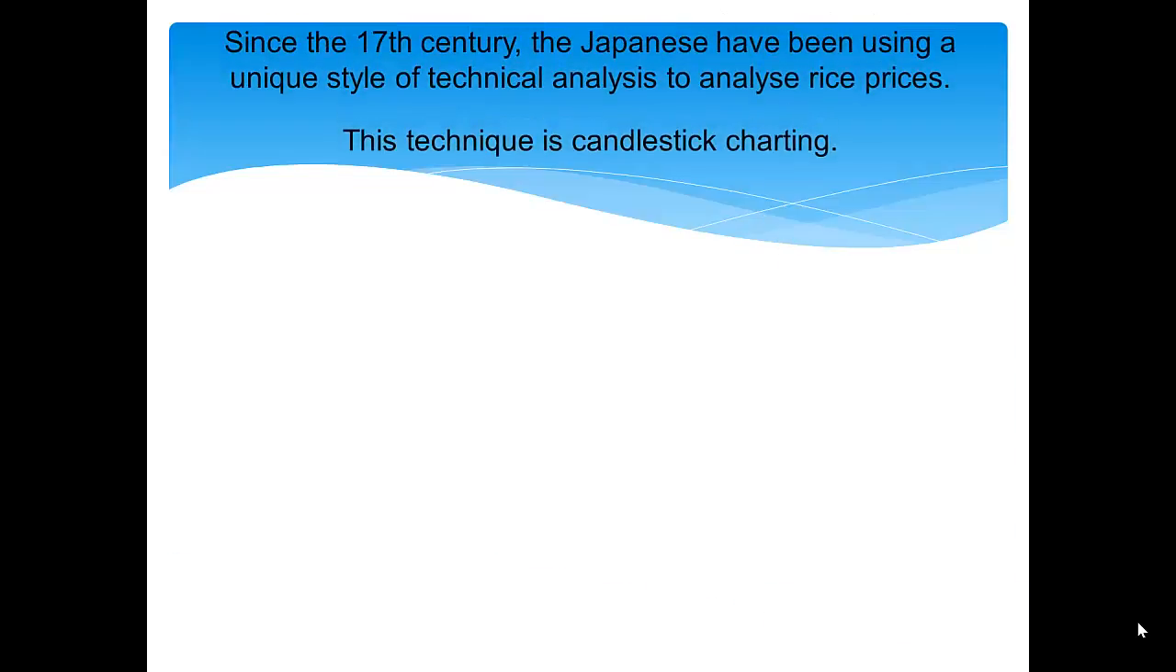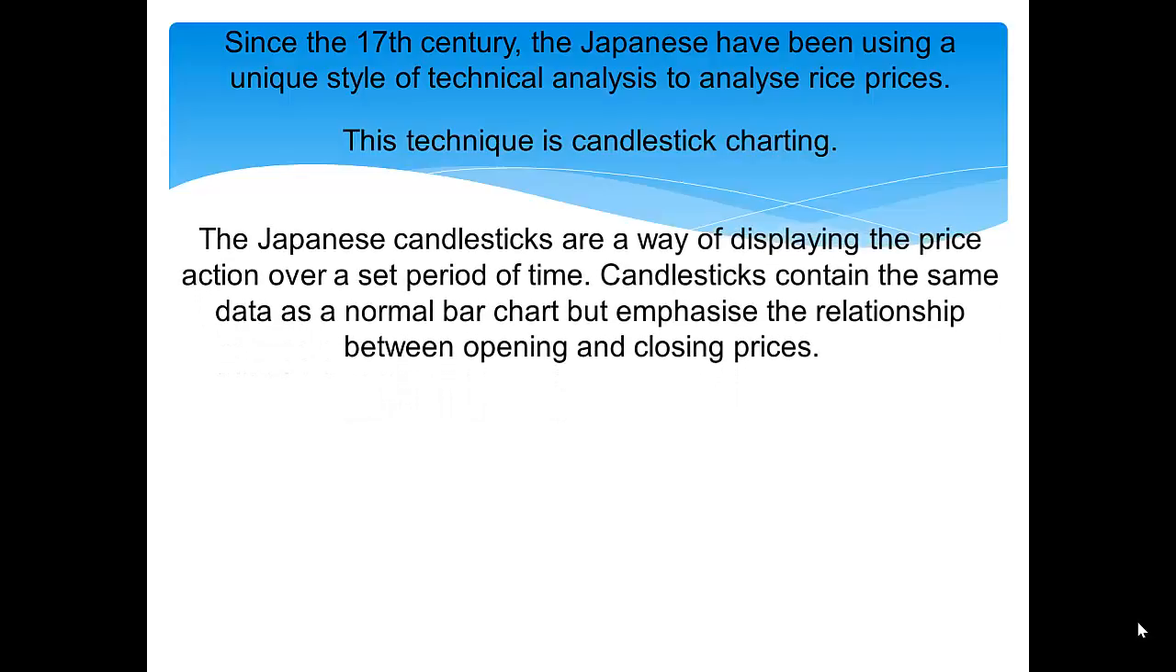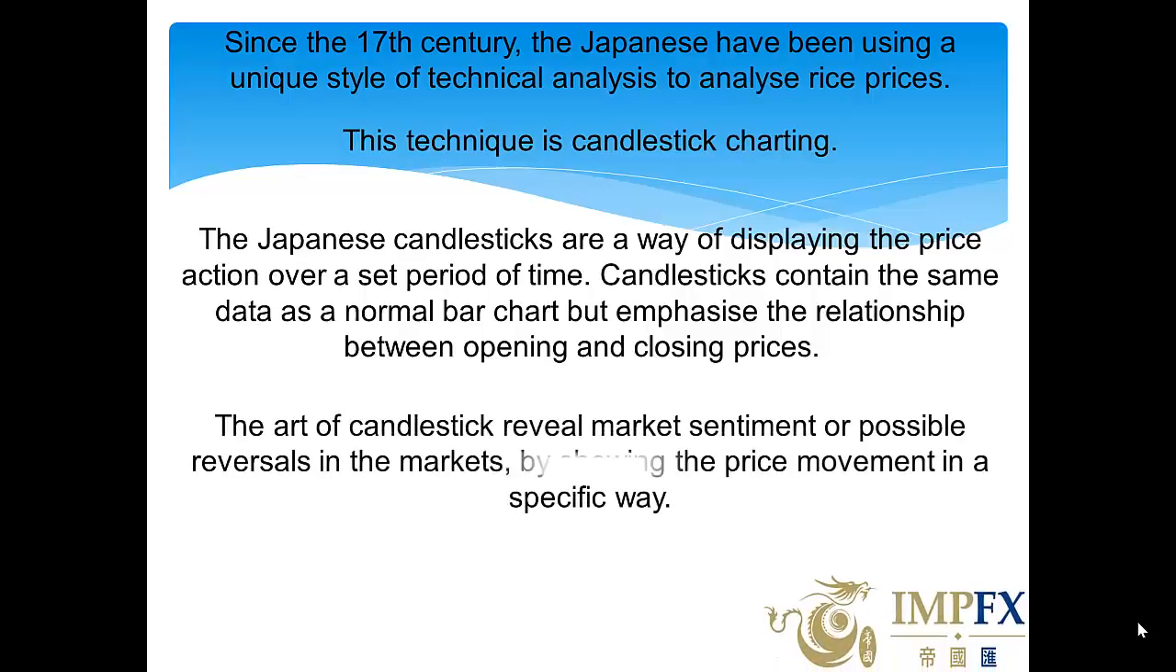Since the 17th century, the Japanese have been using a unique style of technical analysis to analyze rice prices. This technique is candlestick charting. The Japanese candlesticks are a way of displaying the price action over a set period of time. Candlesticks contain the same data as the normal bar chart, but emphasize the relationship between the opening and closing prices.